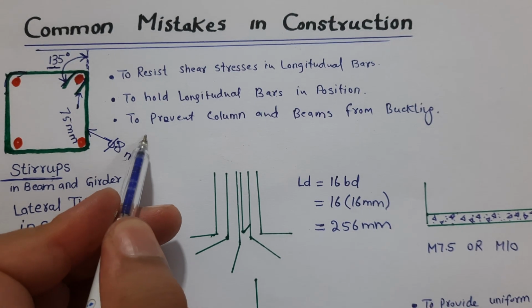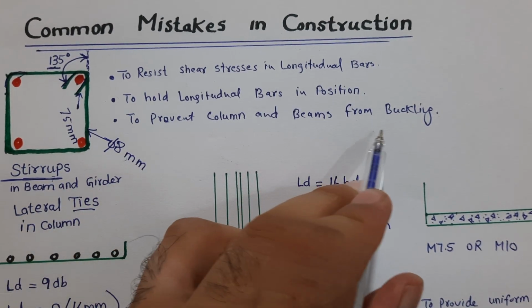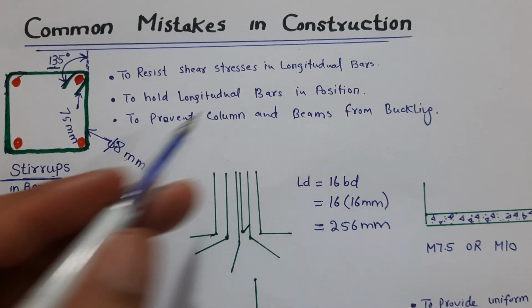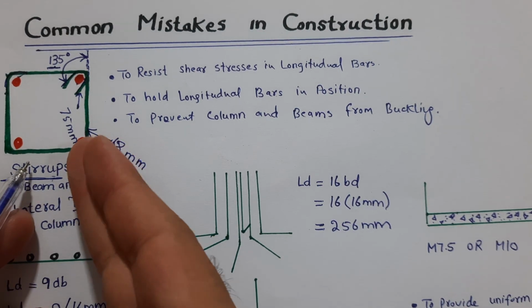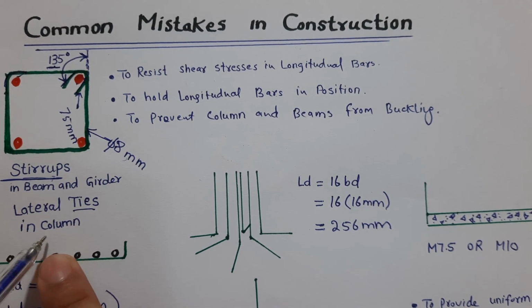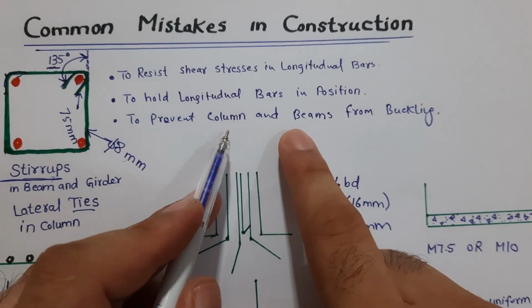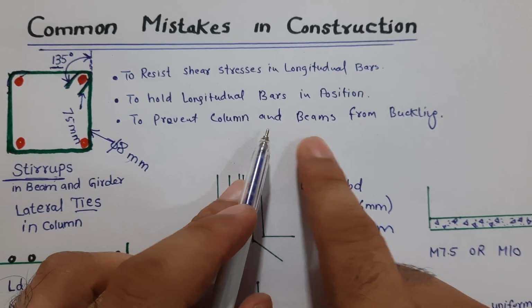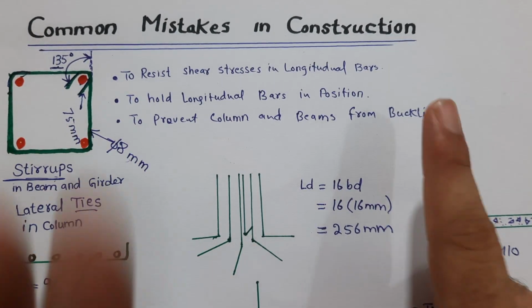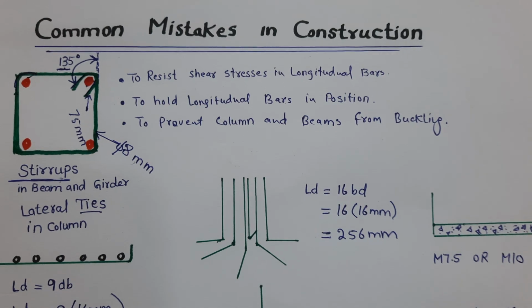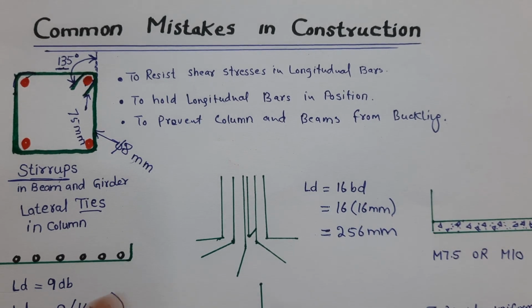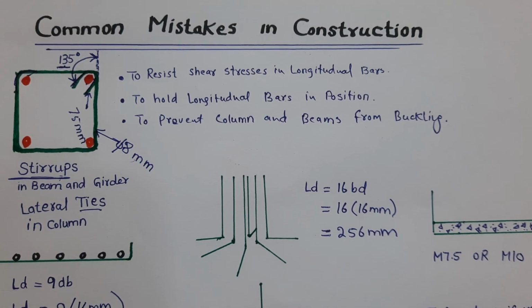Next, to prevent columns and beams from buckling. As you know, we provide stirrups in beams and ties in columns to prevent columns and beams from buckling. This is also very simple. We don't have more chances of buckling where the spacing is close at the bottom and at the top, but there is no problem at the middle, so you can increase it there.